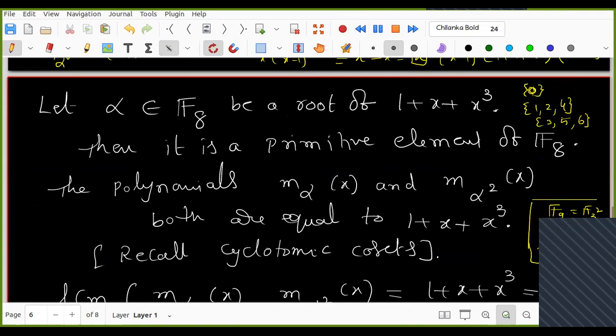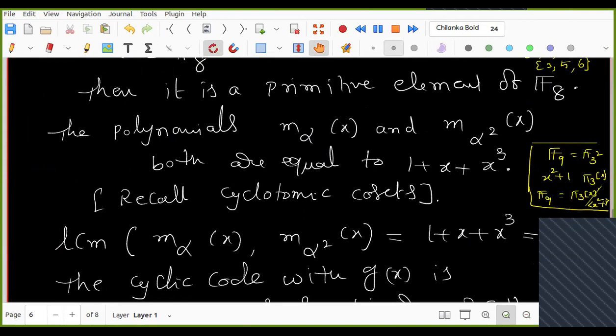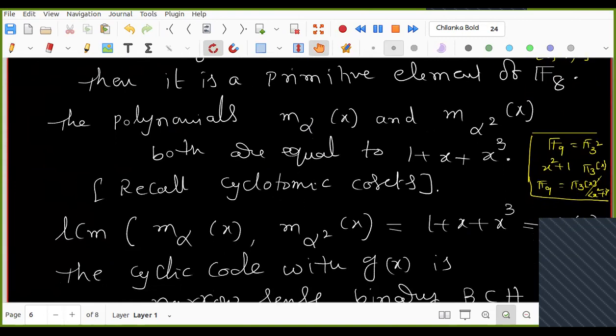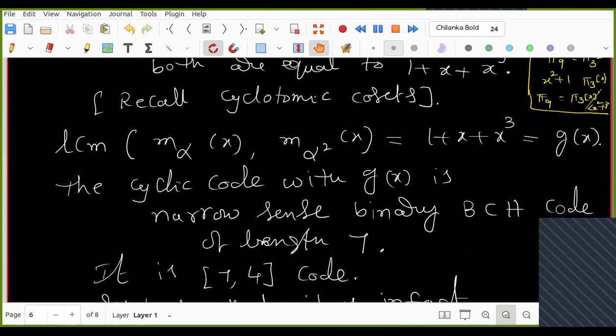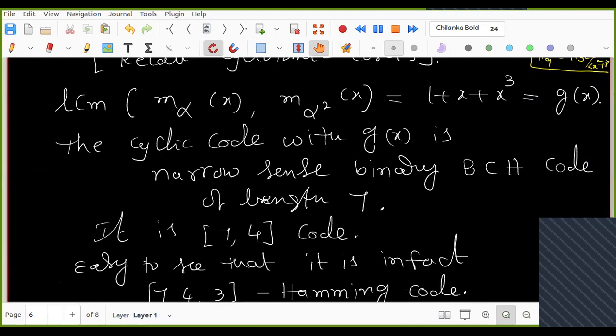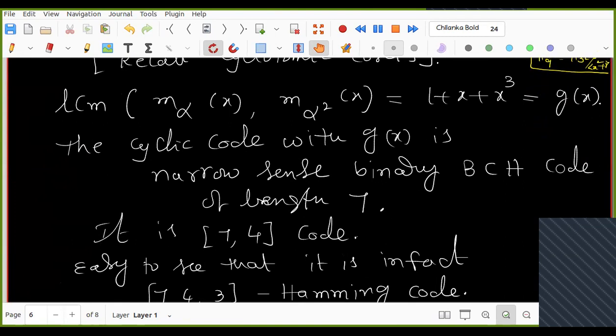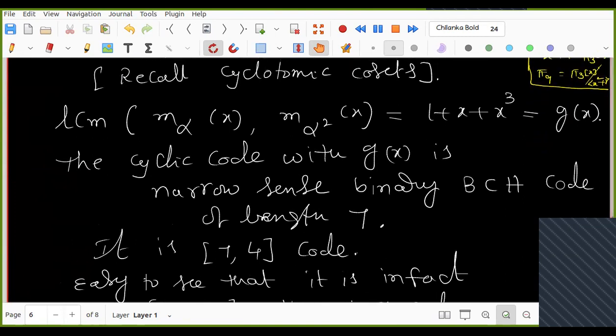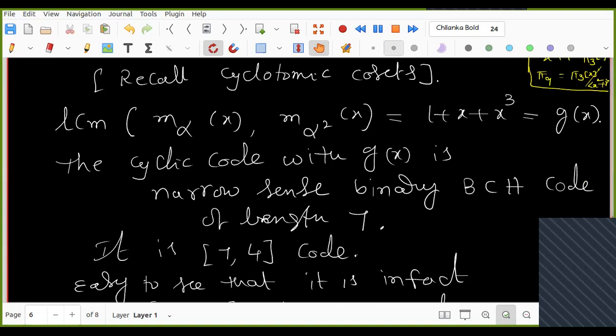Then it is a primitive element of F8. So the polynomials m alpha of x and m alpha square of x are both equal to 1 plus x cube. I told you to recall cyclotomic cosets. Then what is the LCM of m alpha of x and m alpha square of x? It is simply 1 plus x cube, g of x. Now the cyclic code with g of x is a narrow sense binary BCH code of length 7. Narrow sense, primitive also.